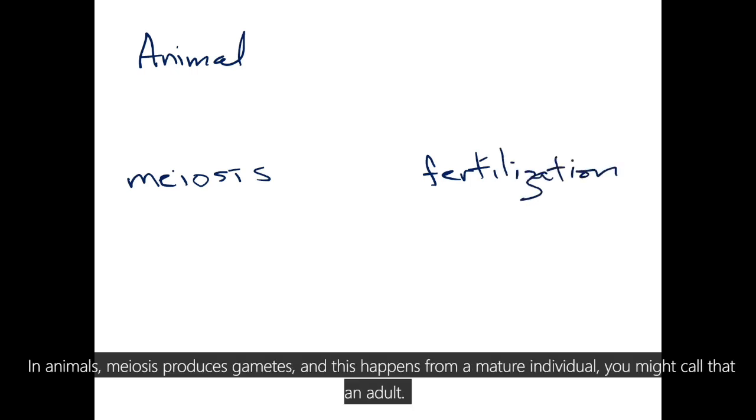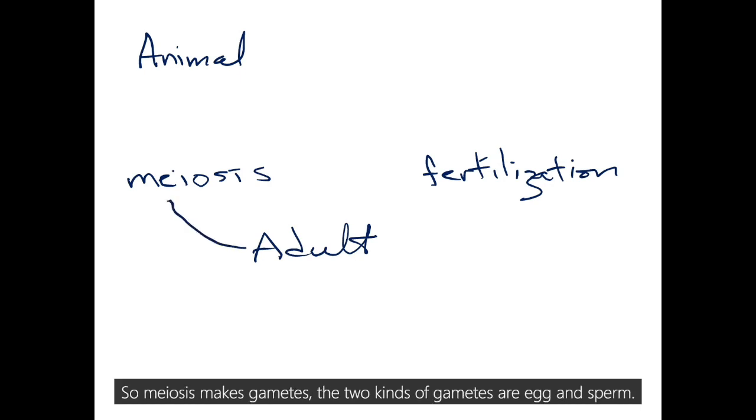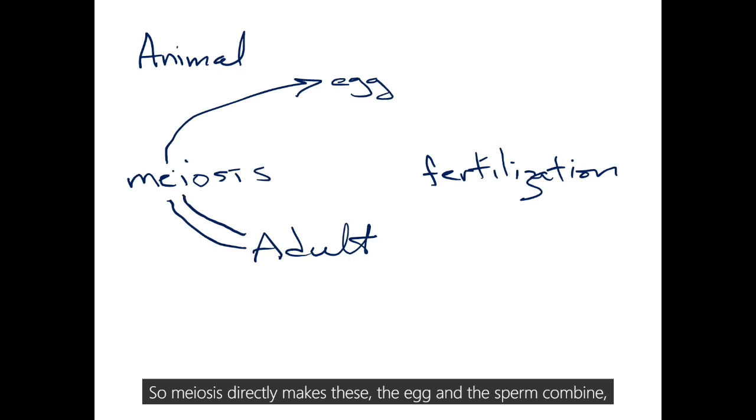Animal life cycles are simple. In any sexual process, there is meiosis and there's fertilization. These are the 2 events that define a sexual life cycle. In animals, meiosis produces gametes. And this happens from a mature individual. You might call that an adult. So meiosis makes gametes. The 2 kinds of gametes are egg and sperm. So meiosis directly makes these.